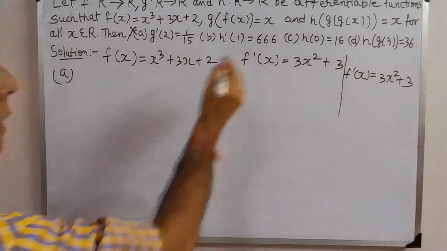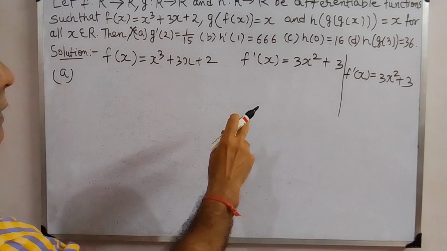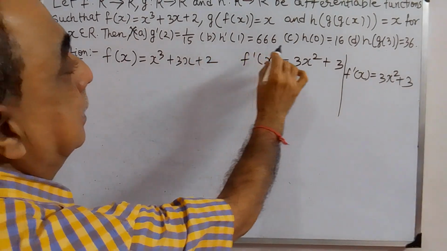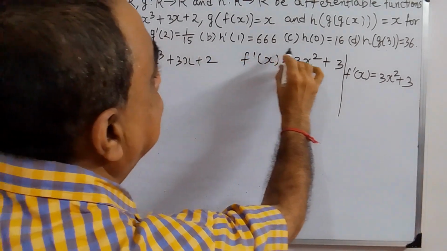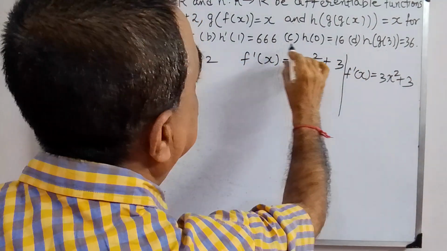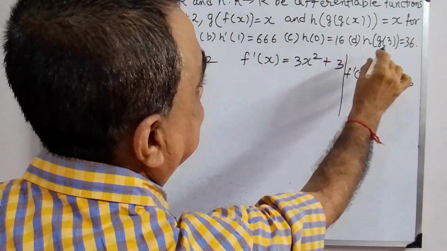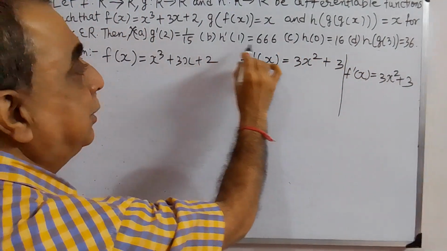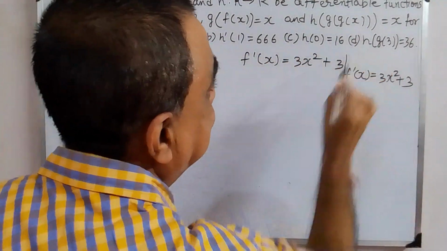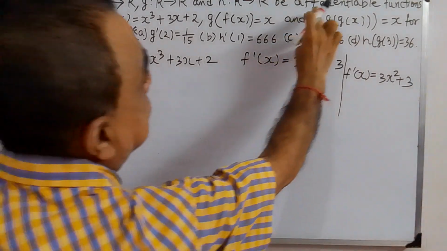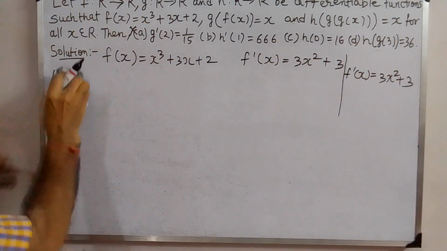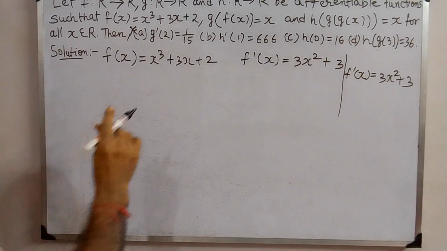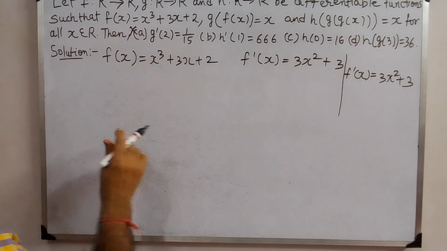Now see here. In B, C and D, you are seeing that these are functions in the form of h. Here it is h dash, here it is h, and here it is h. So we have to take this function. Now I am doing the other parts. A I have already done.